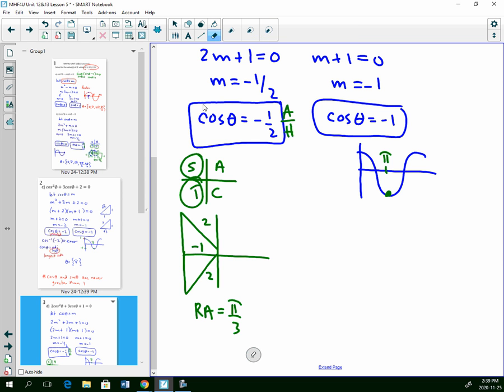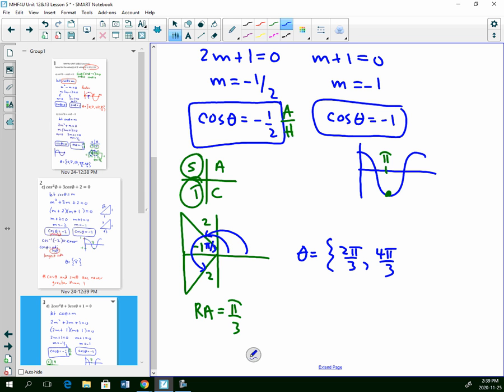Okay, so I'm ready to do my solution set. So theta equals, to here, so this is pi over 3. So in quadrant 2, it would be pi minus pi over 3, so 2 pi over 3. In quadrant 4, it would be pi plus pi over 3, so 4 pi over 3. And then on the graph where cosine theta equals -1, it's equal to pi. So I have 2 solutions for the first root, and I have 1 solution for the second root.